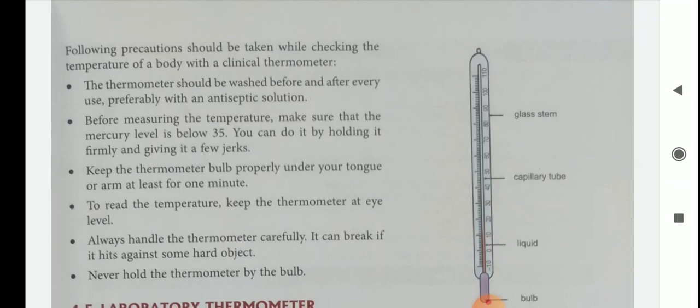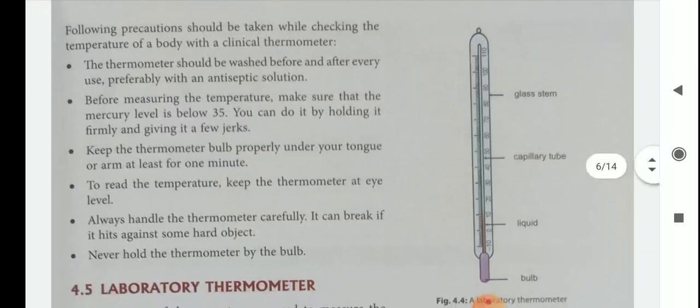Then some precautions are needed. Here some precautions are given that we should follow when using the clinical thermometer. First, the thermometer should be washed before and after every use, preferably with an antiseptic solution. Before measuring the temperature, make sure that the mercury level is below 35 degrees Celsius. You can do it by holding it firmly and giving it a few jerks.